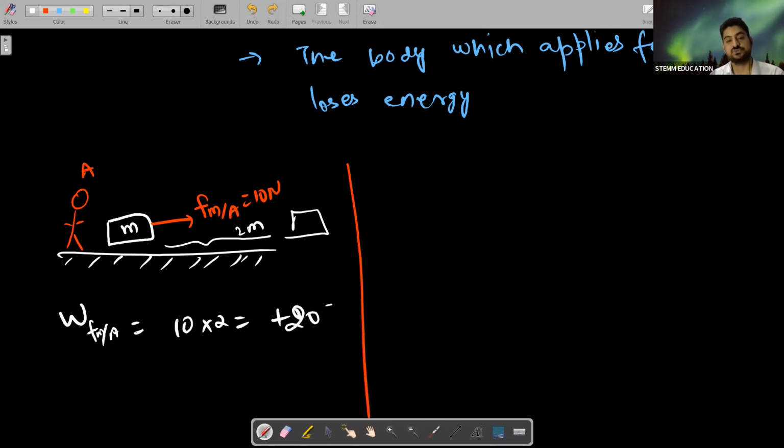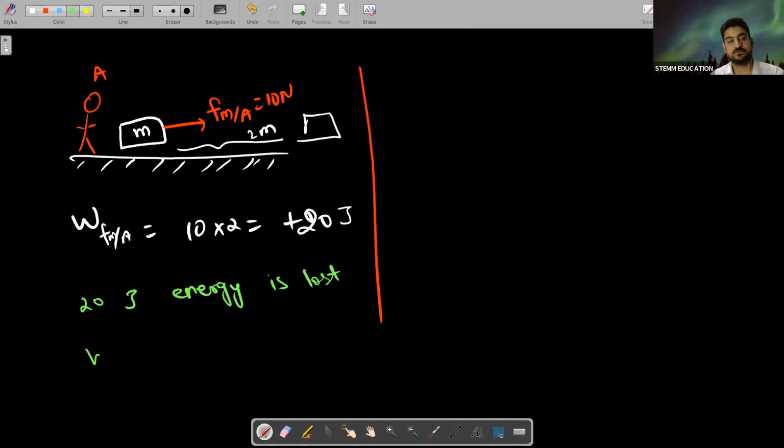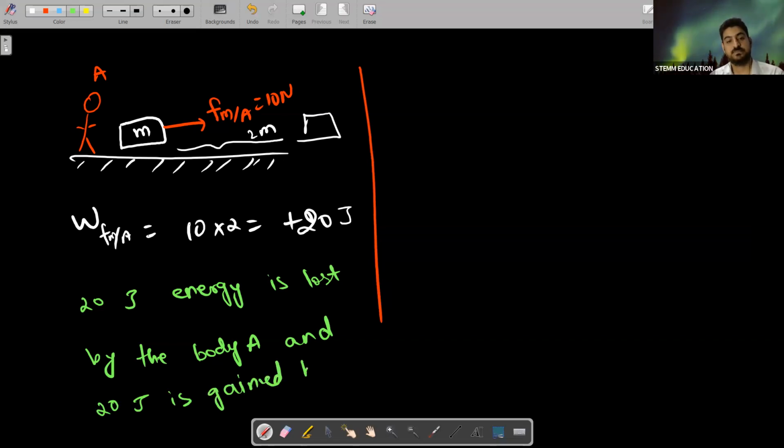Positive 20 joule. So that means 20 joule of energy is lost by the body A, and 20 joule is gained by mass m. Okay.